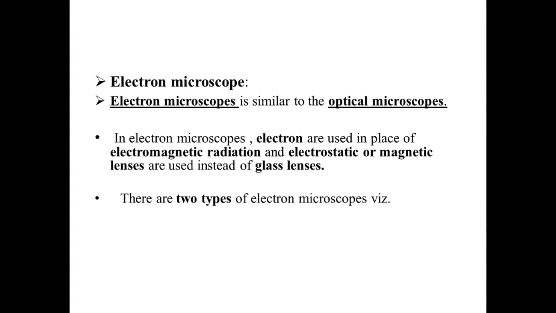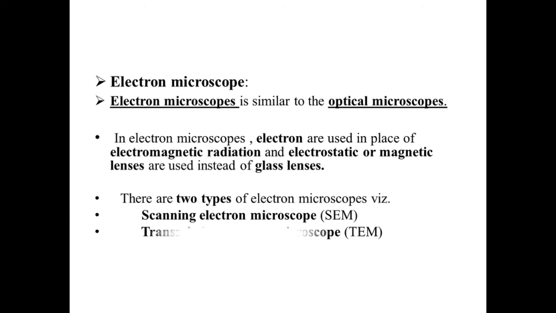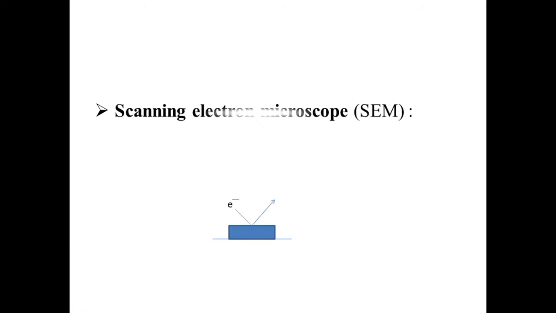Electron microscopy has two types. The first one is scanning electron microscopy and the second is transmission electron microscopy. So, first, scanning electron microscopy. Actually, this technique we already learned in our last lecture, and this is our recapitulation.